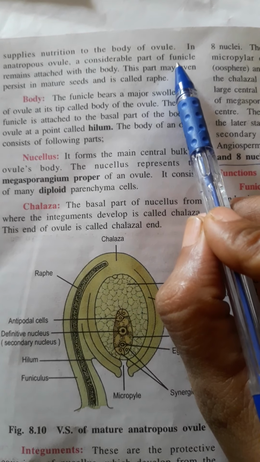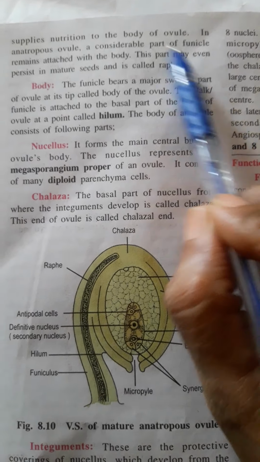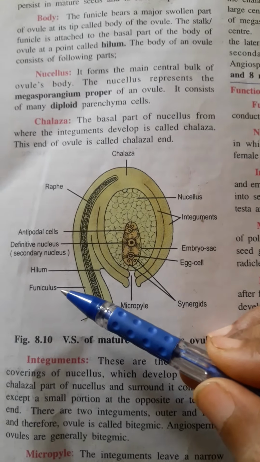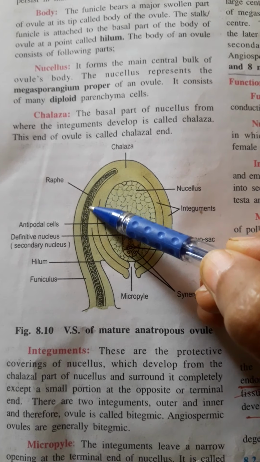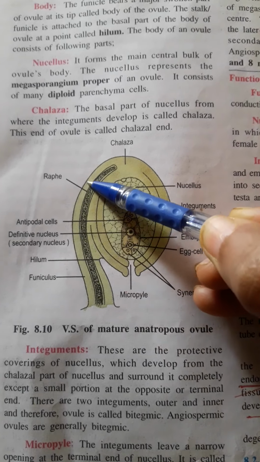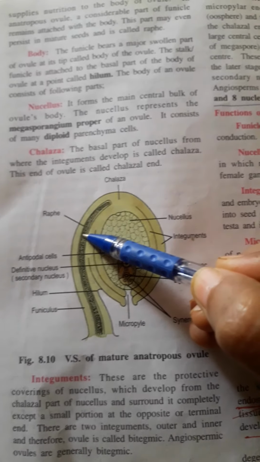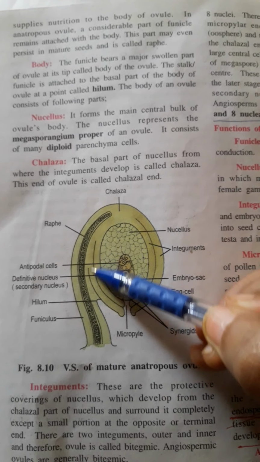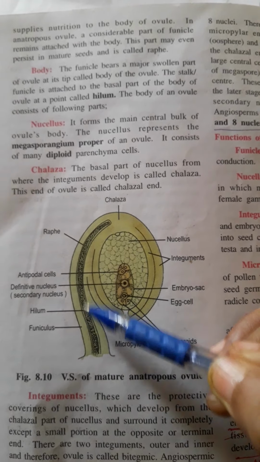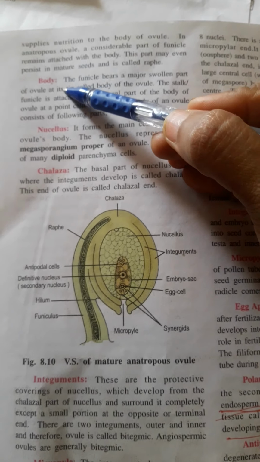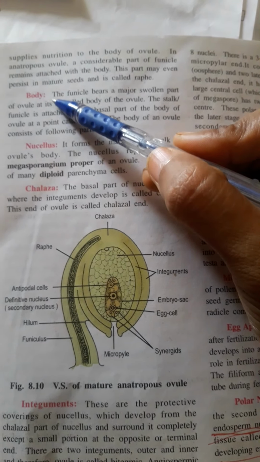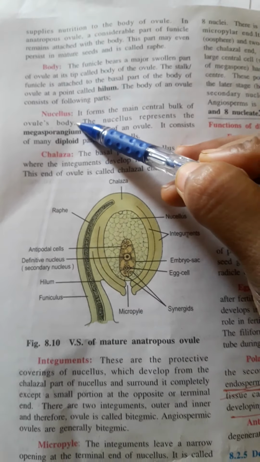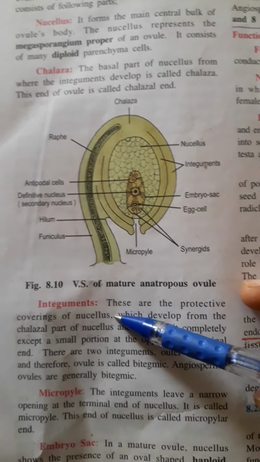So what is raphe? Raphe is a part of funicle which remains attached to the body. This raphe is the part of the funicle. It remains attached with the body. Which is the body? Now this is the body. Now let's see what are the different parts of the body. So this body consists of nucellus, chalaza, integuments, micropyle and embryo sac.